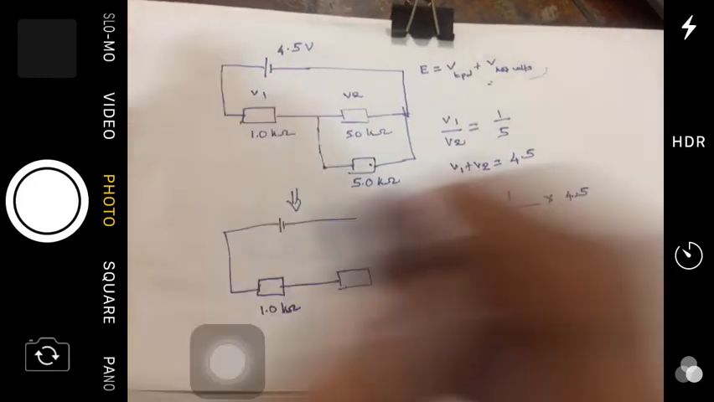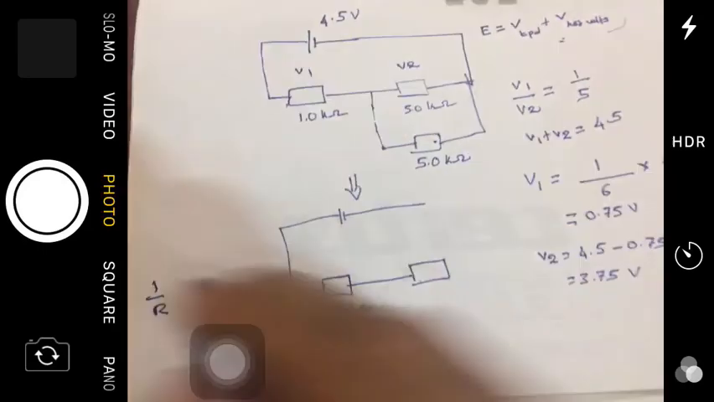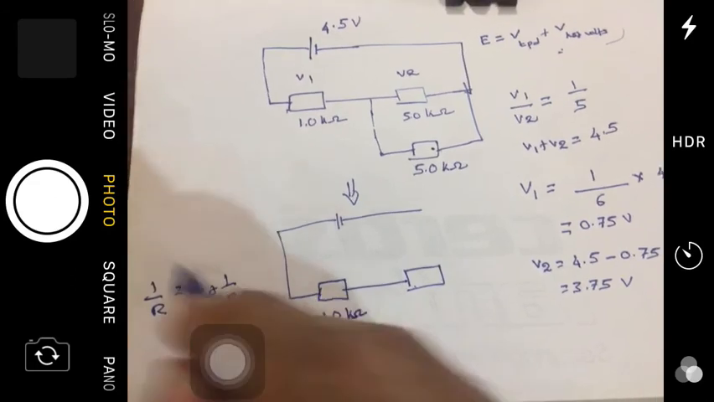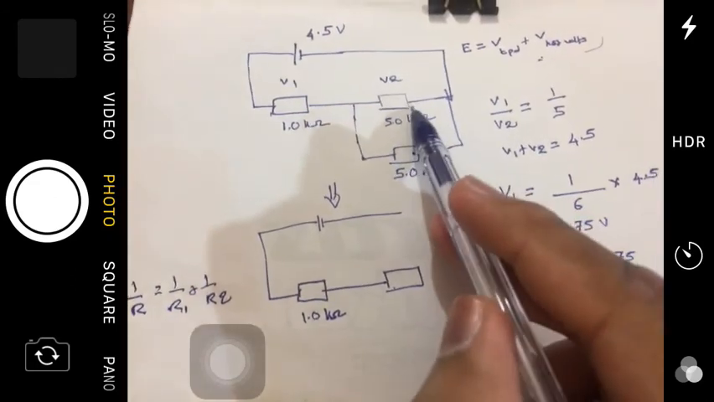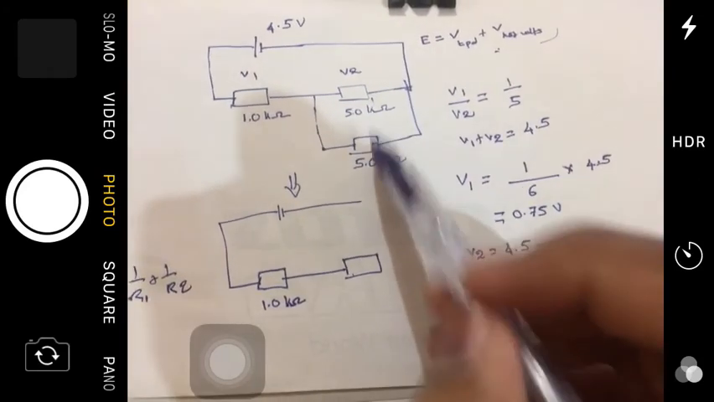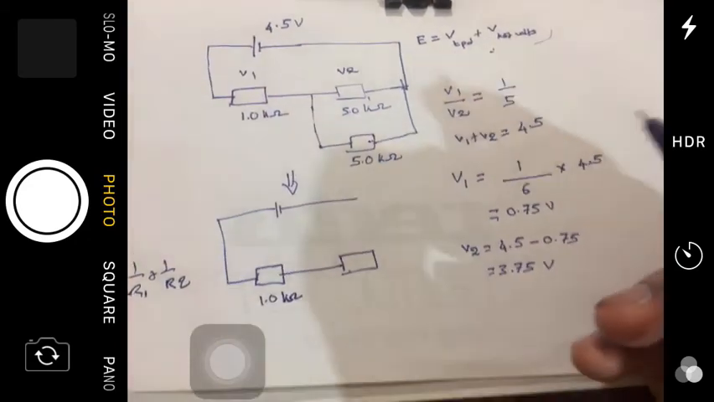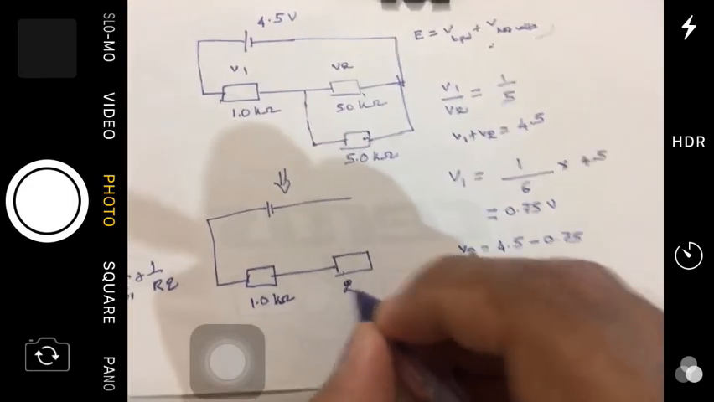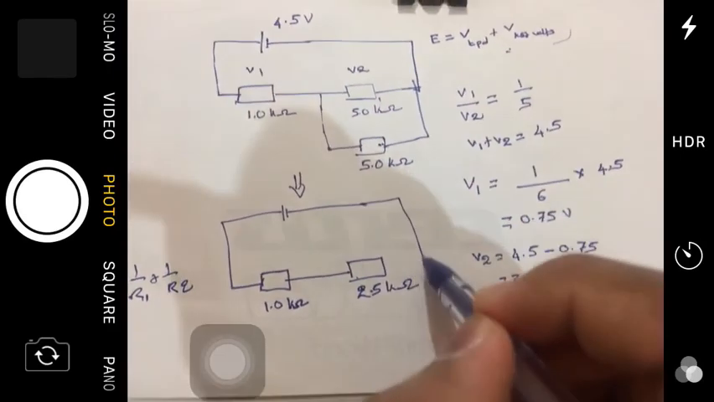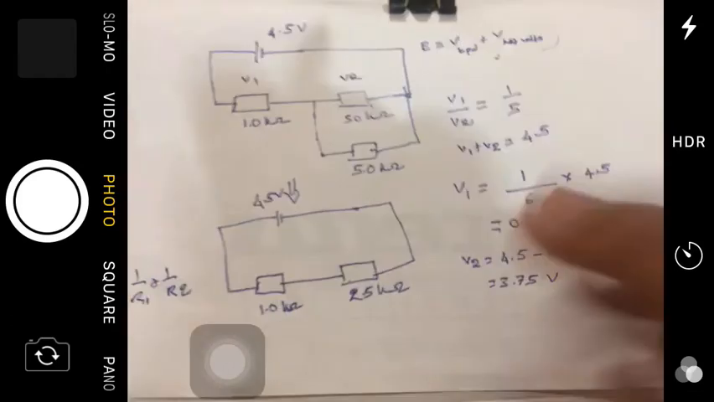So if you want to apply 1 over R is equal to 1 over R1 plus 1 over R2, you can apply it and find the resultant resistance for these two. Or else when two equal resistors are connected in parallel, the resultant will be one of them divided by 2. So 5 divided by 2 is 2.5 kilo ohms. So this is 4.5 volts.